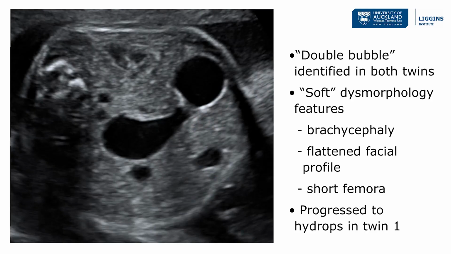With these twins, the pregnancy went well for the first half of the pregnancy, but then at the anatomy scan, at about 20 weeks, the finding of a double bubble was identified in both of these twins. Now, a double bubble is a characteristic ultrasonographic finding, as shown here, where you have a dilated stomach and also a dilated duodenum, the first part of the intestine. And this is a classical sign that suggests that there is a blockage in the developing intestine.